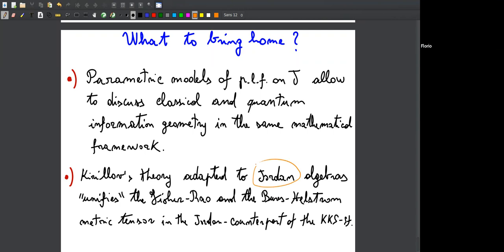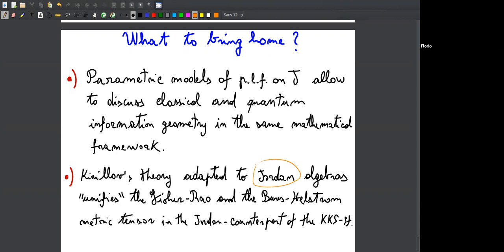And this brings, again, a unifying picture to this Riemannian aspect of classical and quantum information geometry. Of course, there are, as I said, other metric tensors that are used in quantum information geometry that are not captured by this picture. But that's perfectly fine.